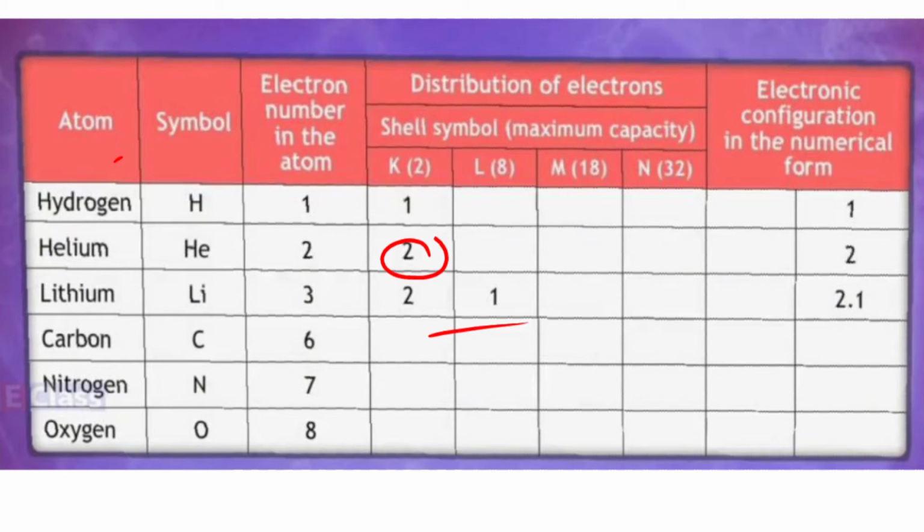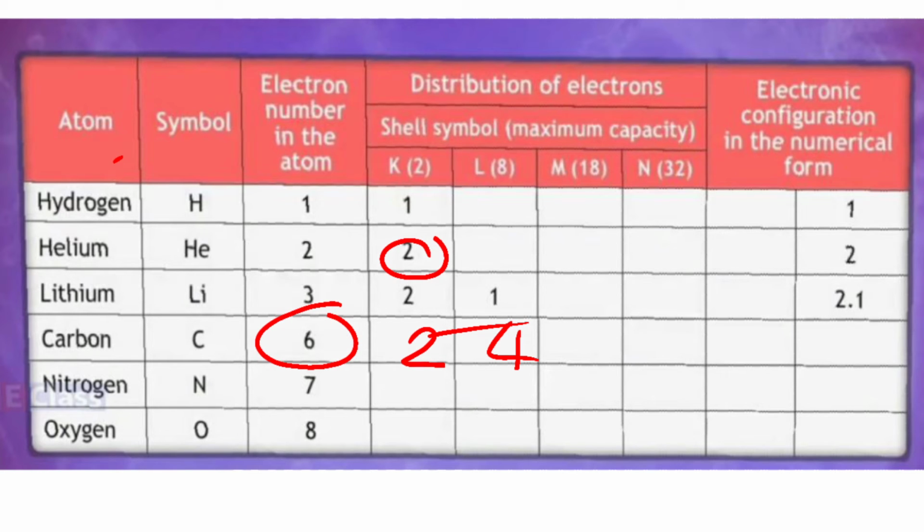Now here, children, is the example 6. Now you have to distribute 6 electrons. So how will you distribute? In the first orbit 2 electrons. Okay, 2 out of 6 are seated. So how many remaining? 4 remaining. So those 4 will go in the second orbit. So the electronic configuration we will have is 2 and 4.